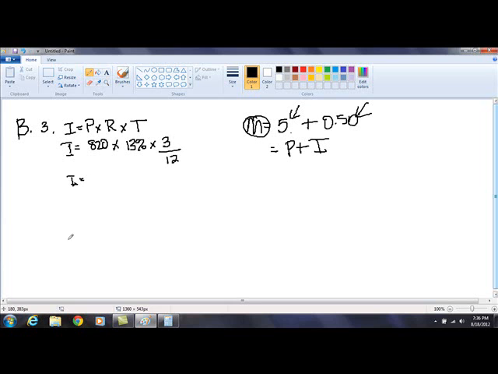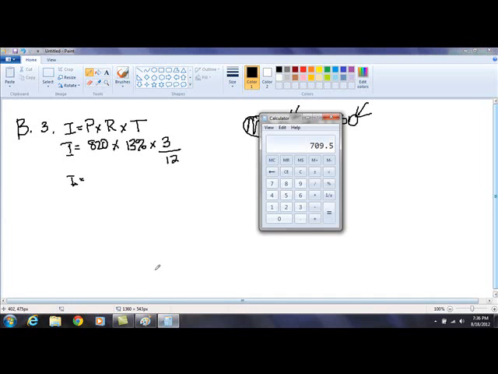So my interest is $820 times 0.13 times 3 divided by 12. My interest is $26.65.